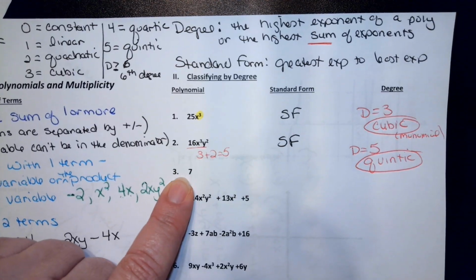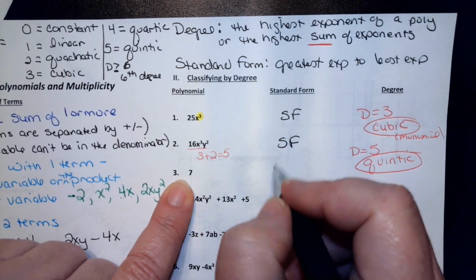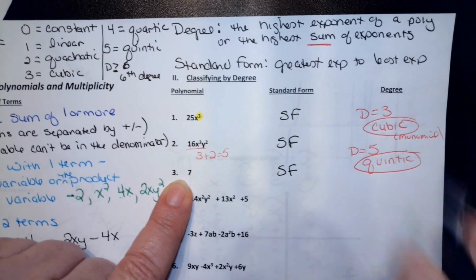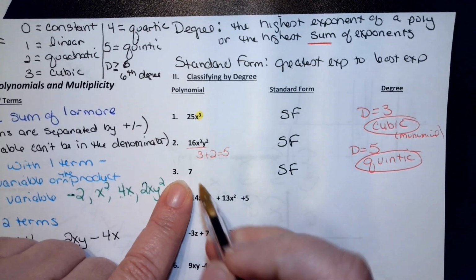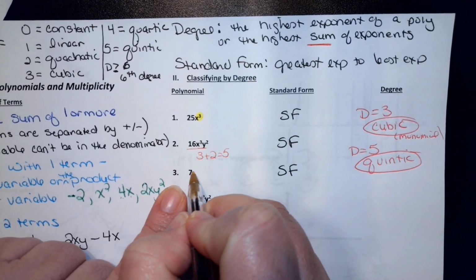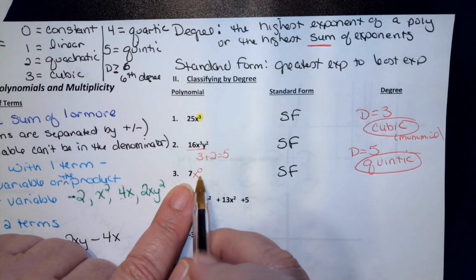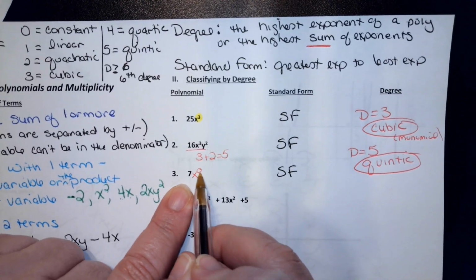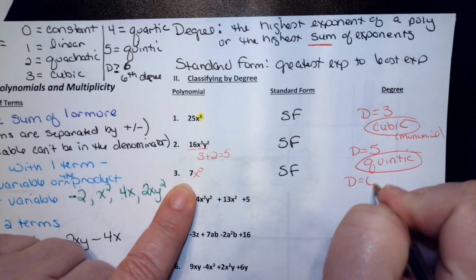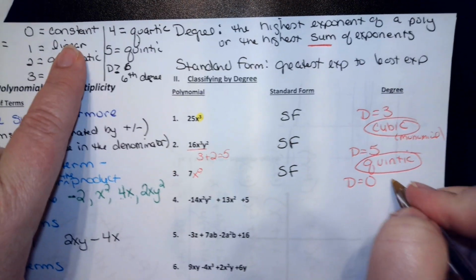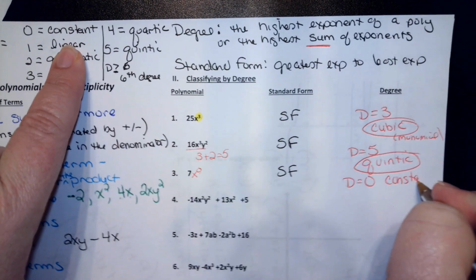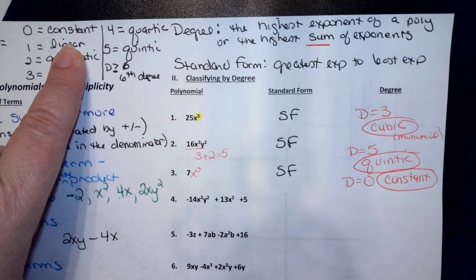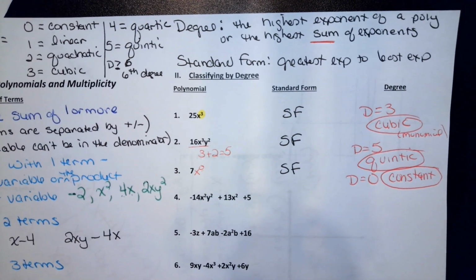All right, number 3. Again, it's one term. It's a monomial, so there's no ordering to it. It's going to be in standard form. And remember a while ago I said when it's a constant, it has an x to the 0. So what is your degree going to be? Here your degree is 0, and that would make it a constant function. It would be known as a constant monomial.